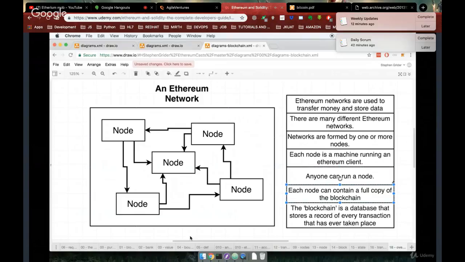Each node that we create, or I should say each node on the network, has a full and separate copy of the blockchain. We haven't talked about the blockchain too much just yet, but that will be a huge topic of discussion throughout the course.